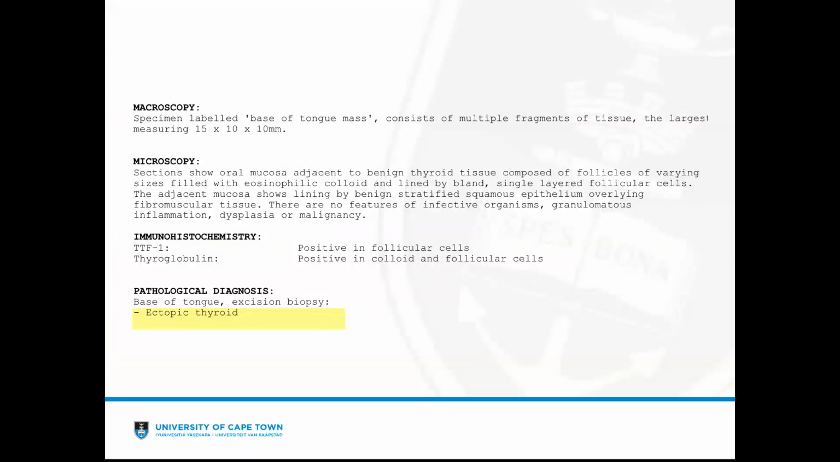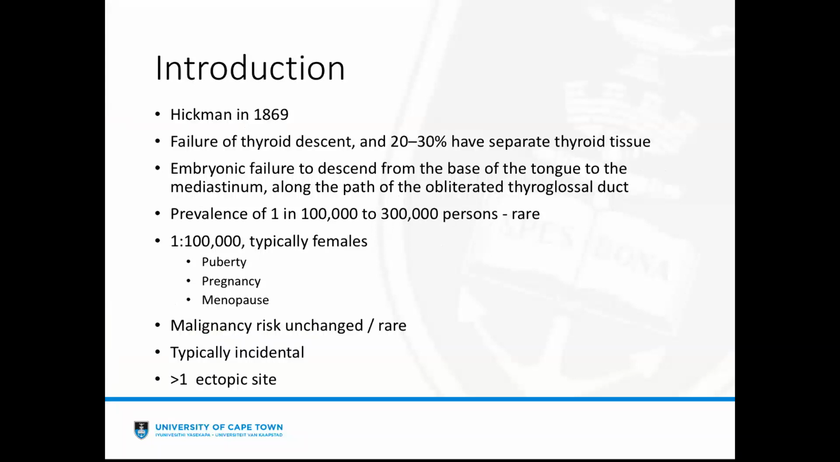So for this specific patient, the multiple fragments of tissue came back from the histopathologist, which confirmed that the patient in fact had an ectopic thyroid gland, an ectopic lingual thyroid. And so we can go into a bit of this lesion. It was first described in 1869 by Hickman, and it's essentially a failure of thyroid descent, with only 20 to 30% having separate thyroid tissue.